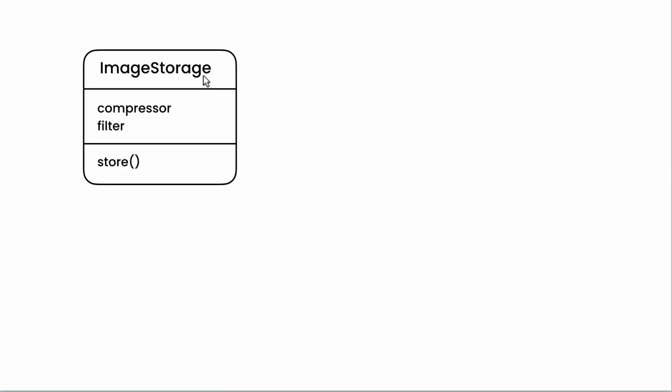All right, here's our image storage class with two fields, compressor and filter. And here's the store method. Now, in this problem, the part that varies is the compressor and the filter we use when storing an image. To solve this problem, we need to apply the polymorphism principle of object-oriented programming. So we want our image storage to behave differently depending on the type of compressor or the filter we use.